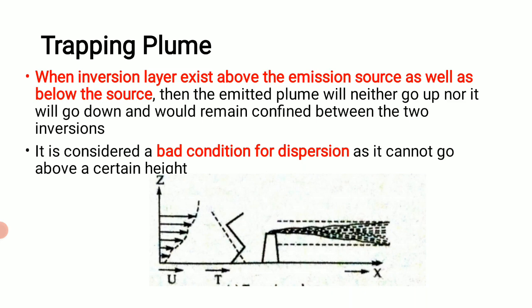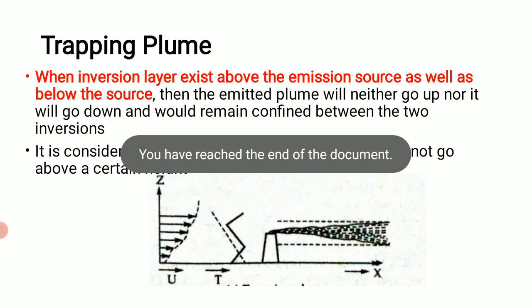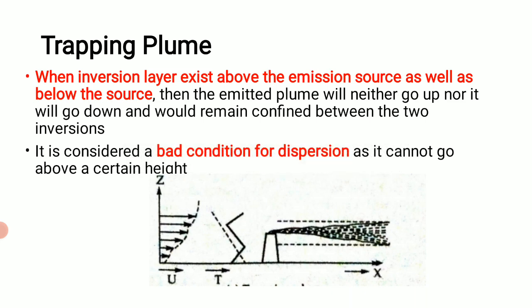So this is considered to be a bad condition for dispersion, as the pollutants will not get diffused into the upper atmosphere. Okay, so trapping plume is also a very bad condition for atmospheric dispersion, as well as fumigating plume, and lofting plume is considered to be the most ideal condition. Okay, so in this particular video, I think you might have understood about a plume, mixing height, as well as the various types of plume behaviors. Thank you.